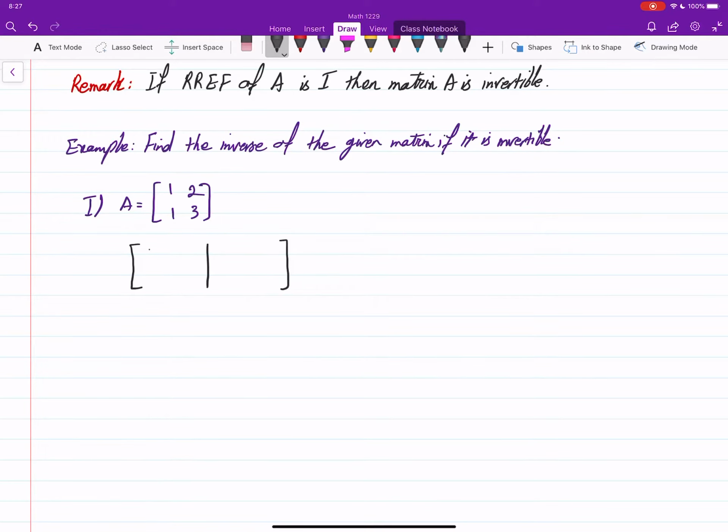This is 2 by 2 matrix, so you put A to the left of this line, and to the right you put identity. Identity in this case is the 2 by 2 identity matrix. So this is 1 0 0 1. Okay, so this is step 1. Now start row reducing this thing.